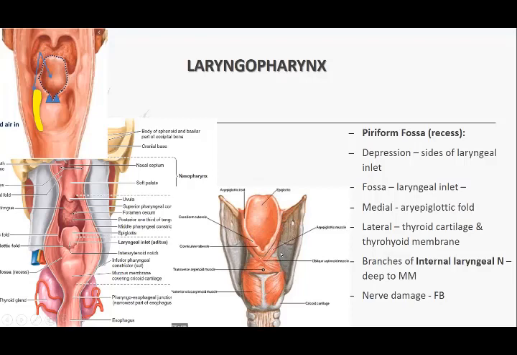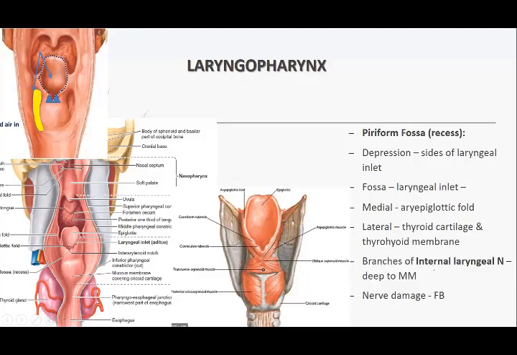This fossa is lined by mucous membrane, and lying deep to the mucous membrane is the internal laryngeal nerve, which is a branch of the superior laryngeal nerve, which in turn is a branch of the 10th cranial nerve, the vagus nerve.